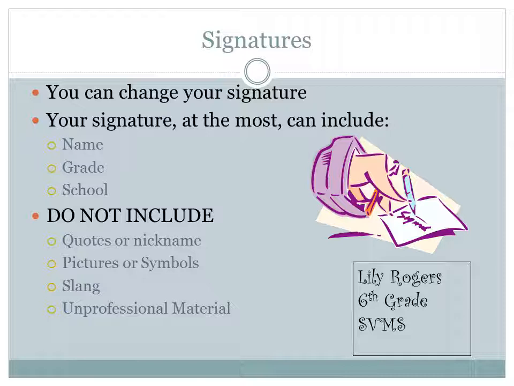One thing you may do is change the signature on your email. If you do that, we would ask that you leave it looking fairly professional. Include your name, your grade, the name of your school. If you would like to include your mascot, that would be fine. But please do not include things like quotes or nicknames, pictures, symbols, or any slang language, or anything that would look unprofessional. There is an example of an email signature in the corner of this slide.